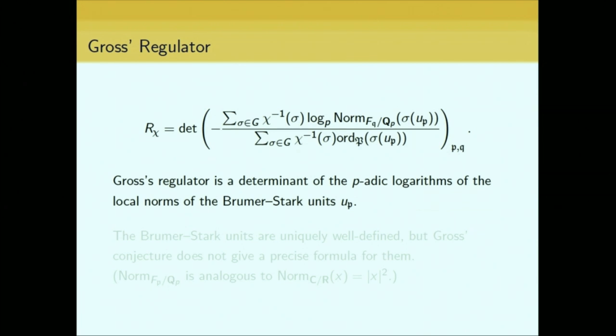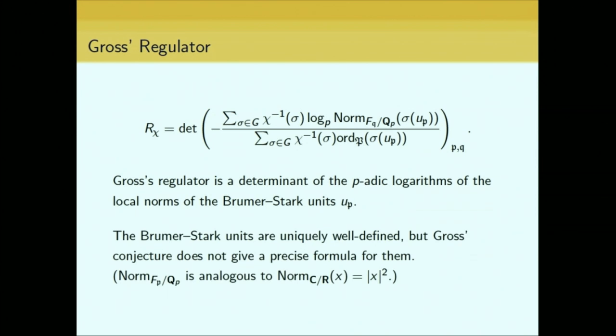To put this in words, this regulator that I just defined is a determinant of the p-adic logarithms of the local norms of the Brumer-Stark units, u_p. Now these Brumer-Stark units are uniquely well defined in U tensor Q, and they're conjectured to lie in U, but they're unique. But Gross's conjecture gloms them together in some complicated way.